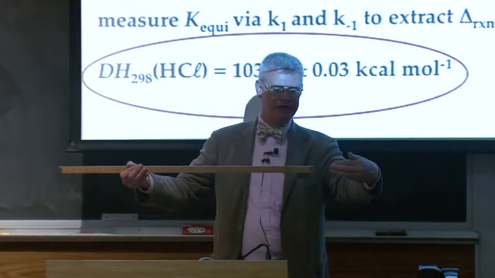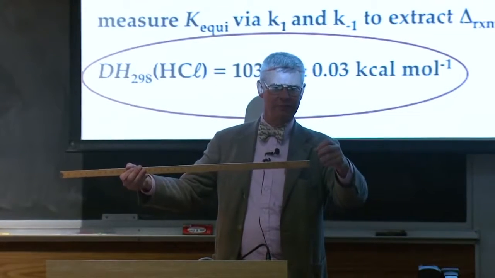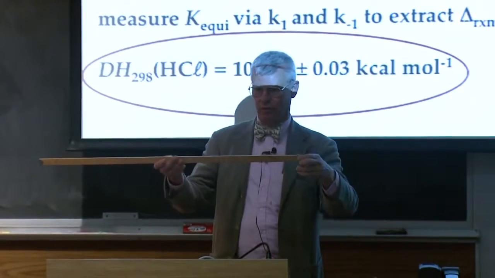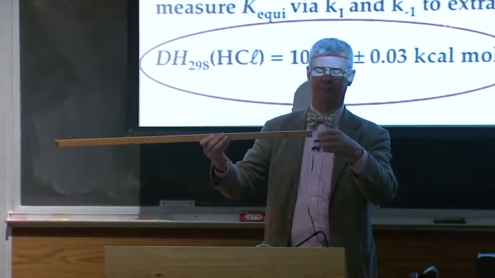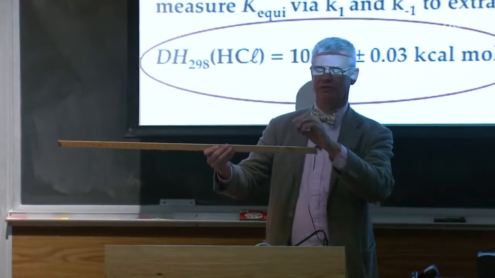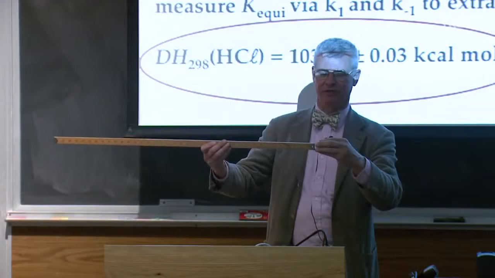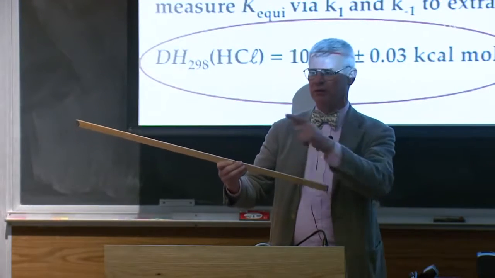You have a quadrupole mass spec. The quadrupole mass spec, of course, can't operate in a millitorr, so there's some clever pumping that you have to do to sample the output of the flow tube. And so the quadrupole mass spec only looks at the ions.